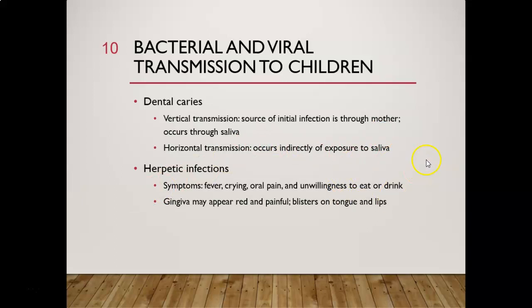Children are most susceptible to the inoculation of Streptococcus mutans and Streptococcus sobrinus between 19 and 33 months. So roughly, what is that? A year and a half to 2.5 years. Caregivers should be aware of their dental caries and oral health status.